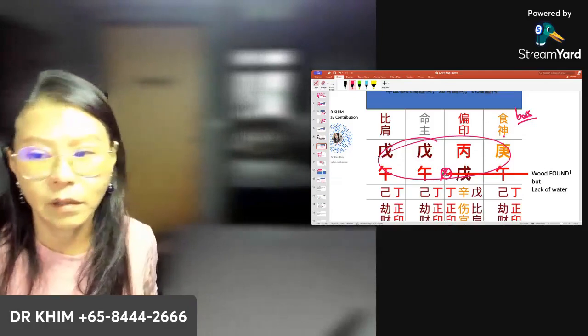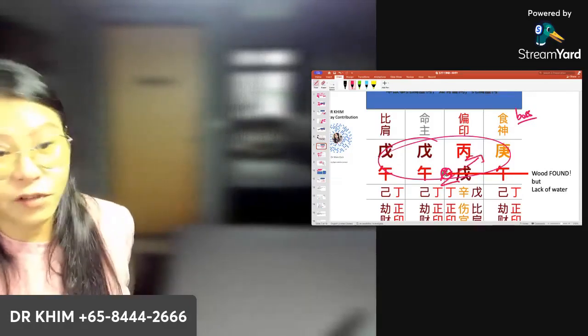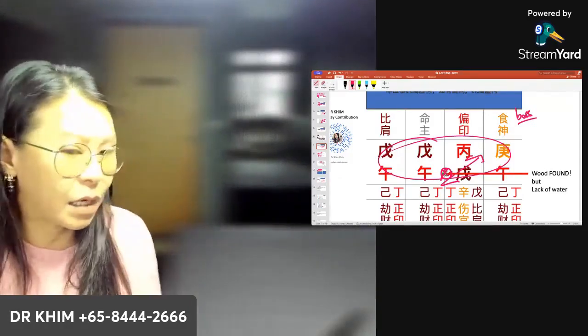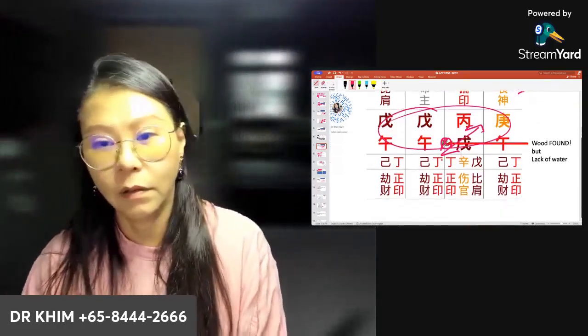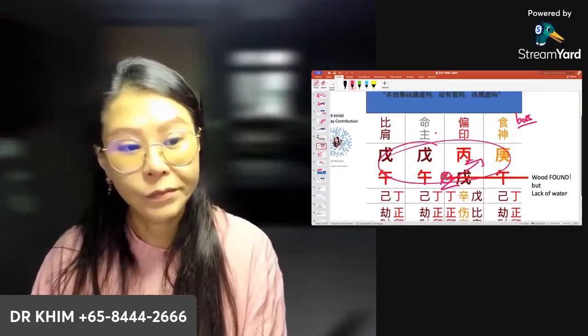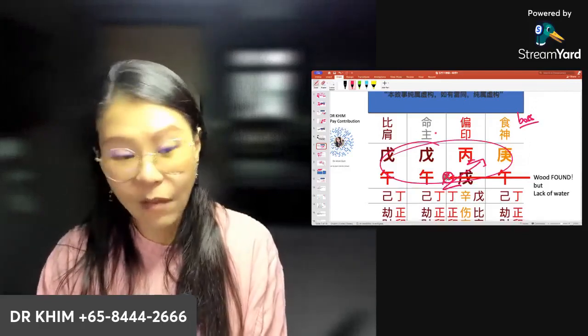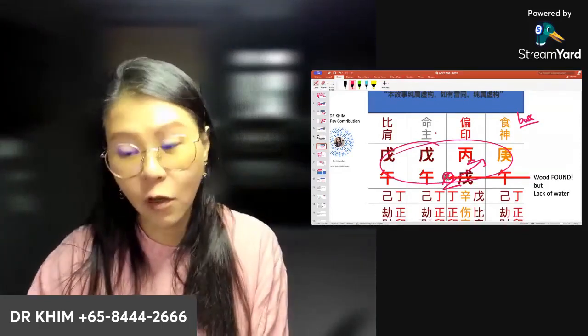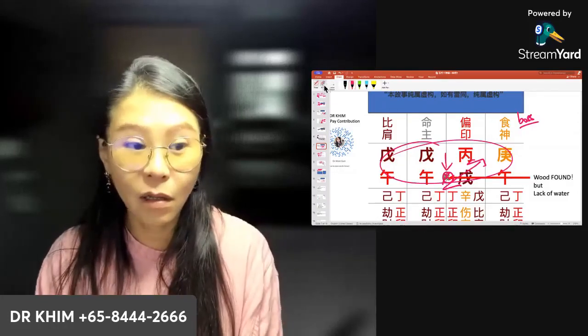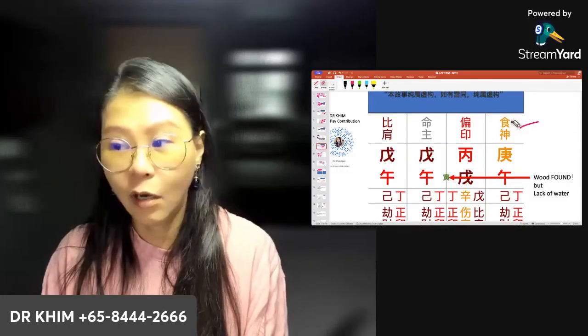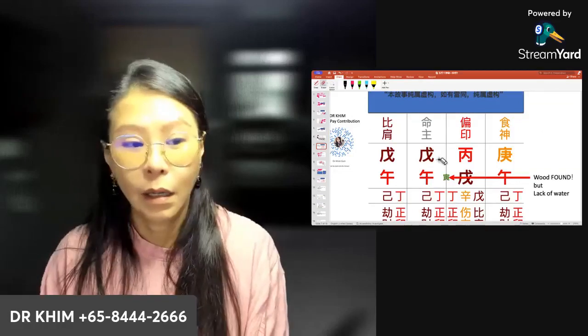So this boss chart works for somebody unlike you. Self-employed, yes. Ever work for somebody or not? Because there is hidden wood. Then how? Cannot lah. Cannot work for people.